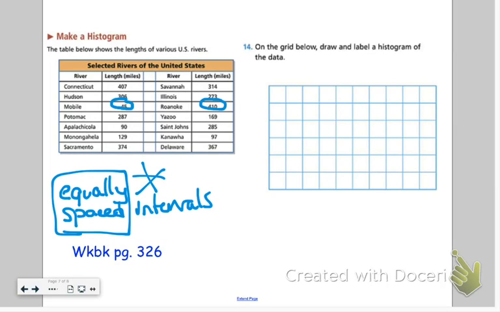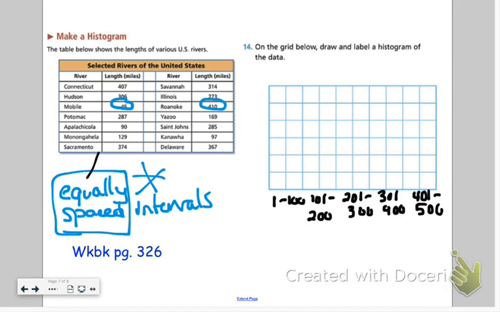Okay. I'm leaning towards the intervals of maybe 1 to 100, and then maybe 101 to 200, and then maybe 201 to 300, and you get the idea, 301 to 400, and 401, oops, let me fix that. Alright, 401 to 500. And you'll notice for all of those intervals, they are equally spaced.